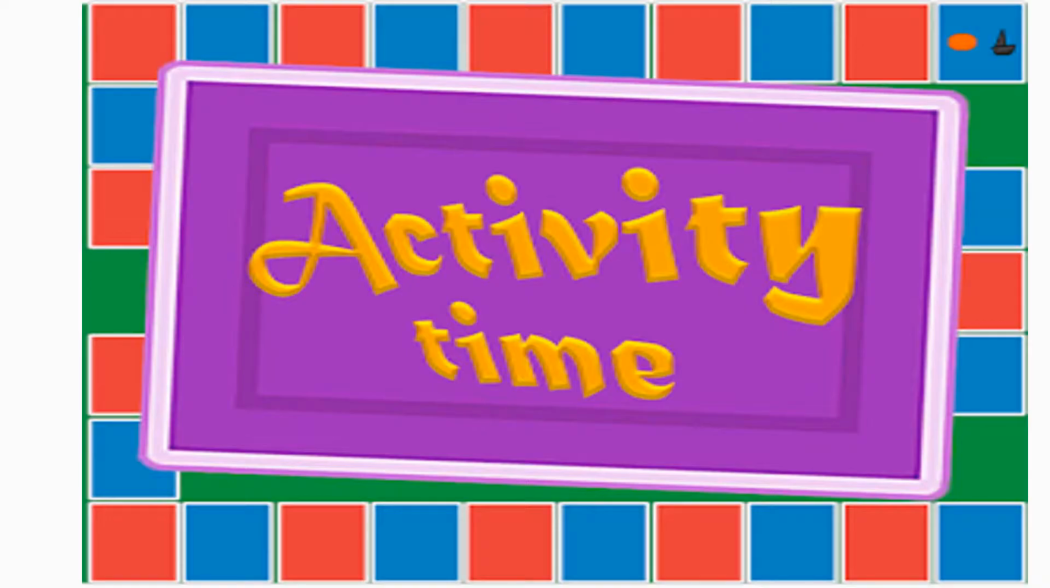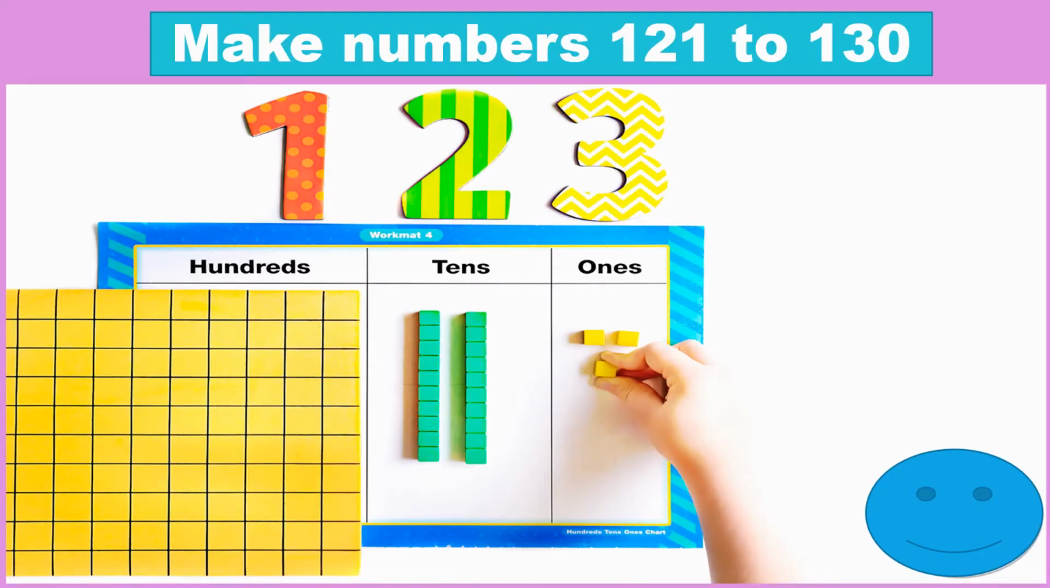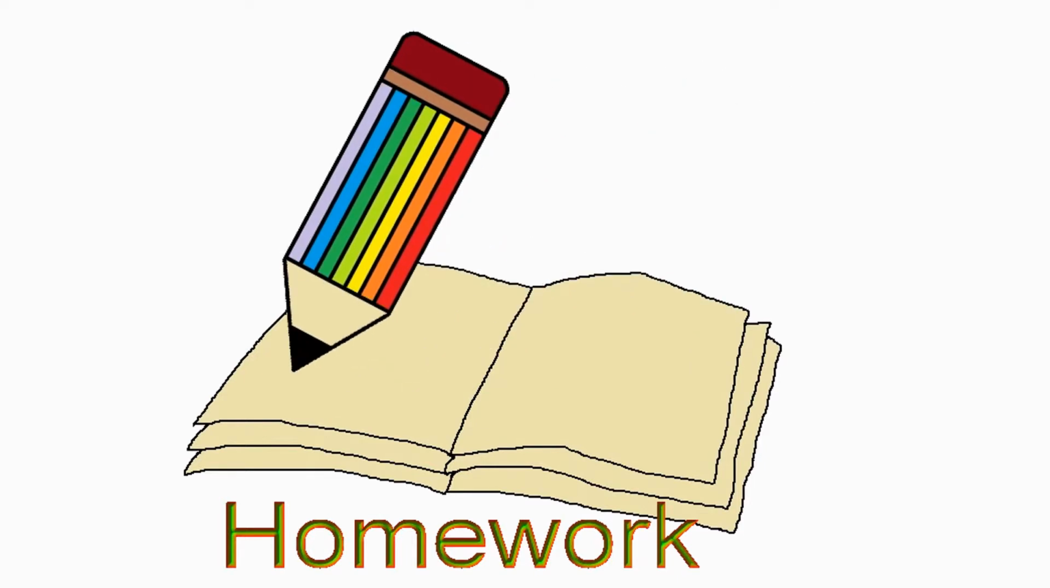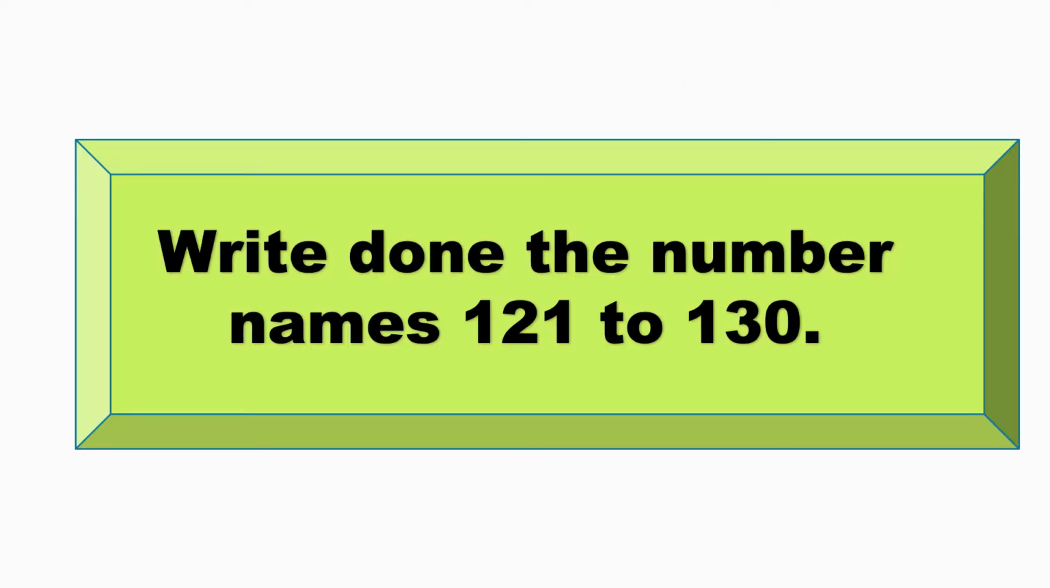Now activity time. Make numbers 121 to 130. Like this, you make a chart and do 121 to 130 numbers. Now homework time. Write down the number names 121 to 130.